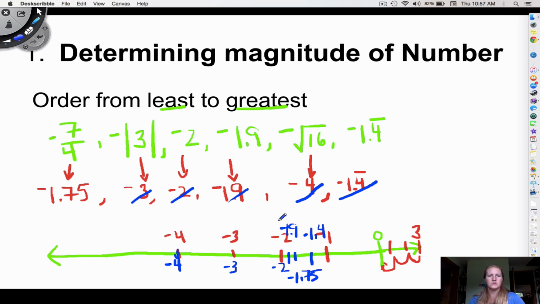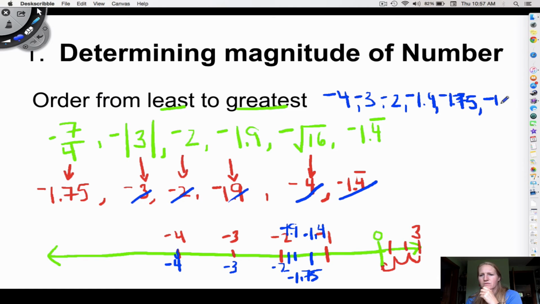So magnitude of least to greatest, we would just rewrite that. So -4 is the least. It's on the furthest side over here. So -4 will be the first one, then -3, then -2, then -1.9, then -1.75. Oopsies, 75. That is terrible. And then -1.4. And I think we're done.